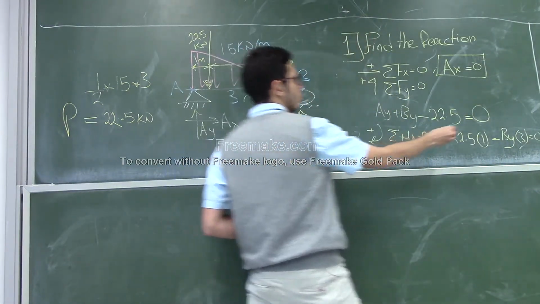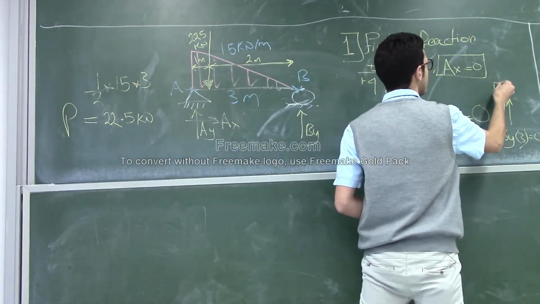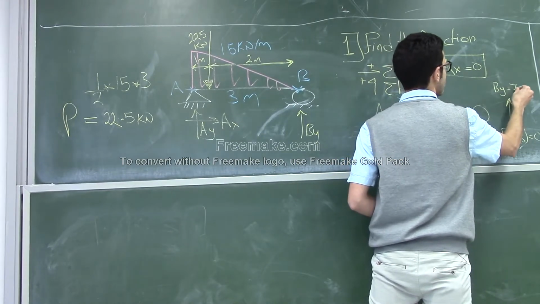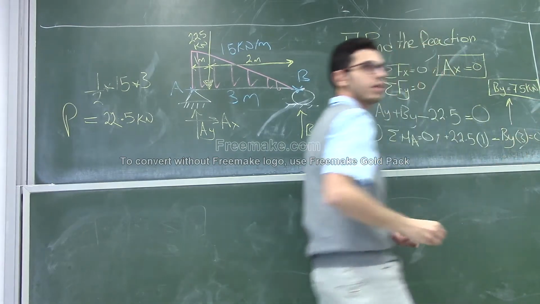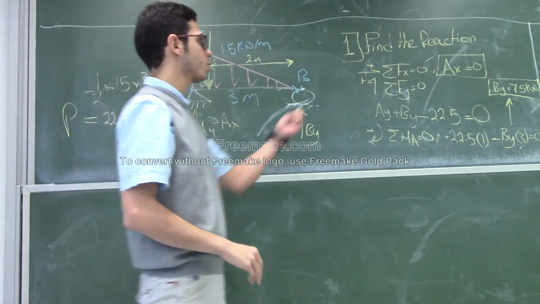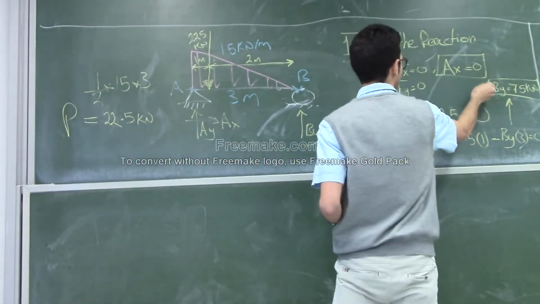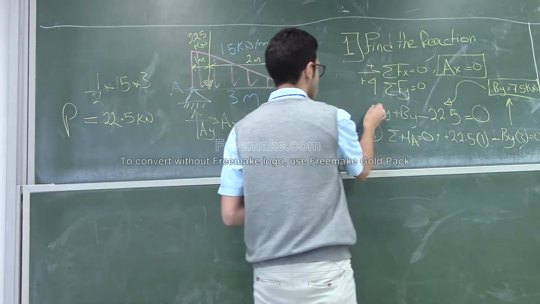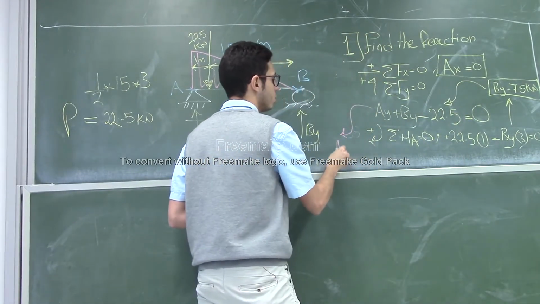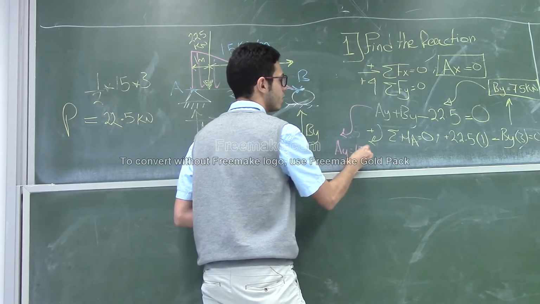So BY is equal to 7.5 kilonewton. Perfect. So we have now found BY, right? According to that, if I take BY and apply it into this equation, I can get AY. So AY should be equal to 15, right?